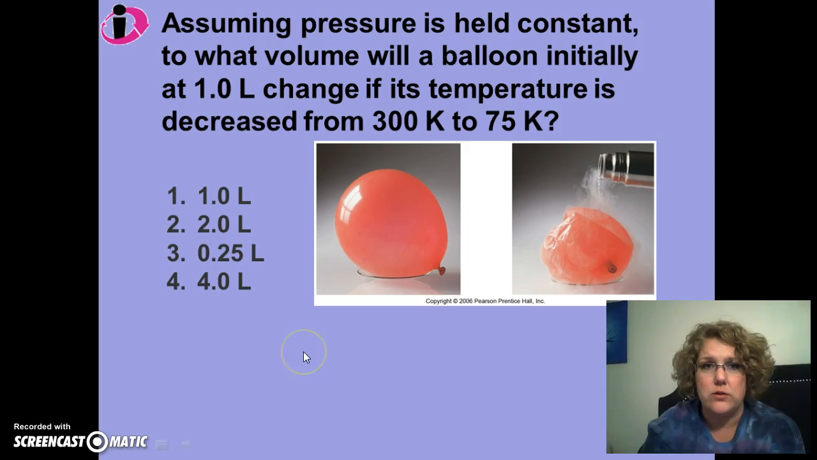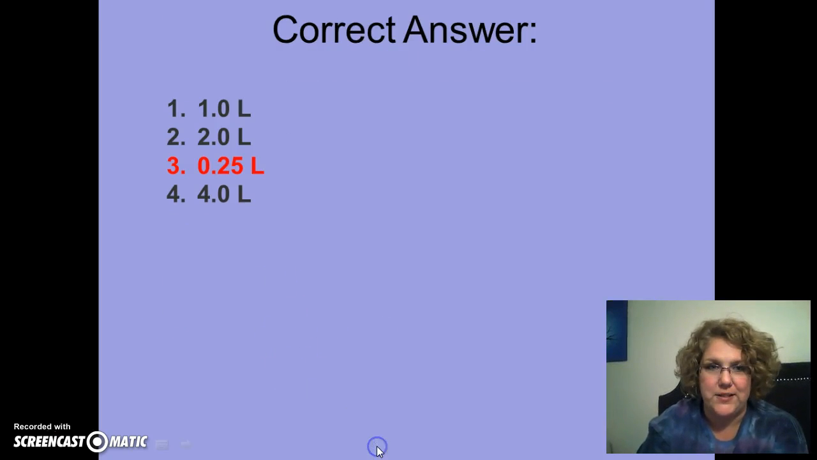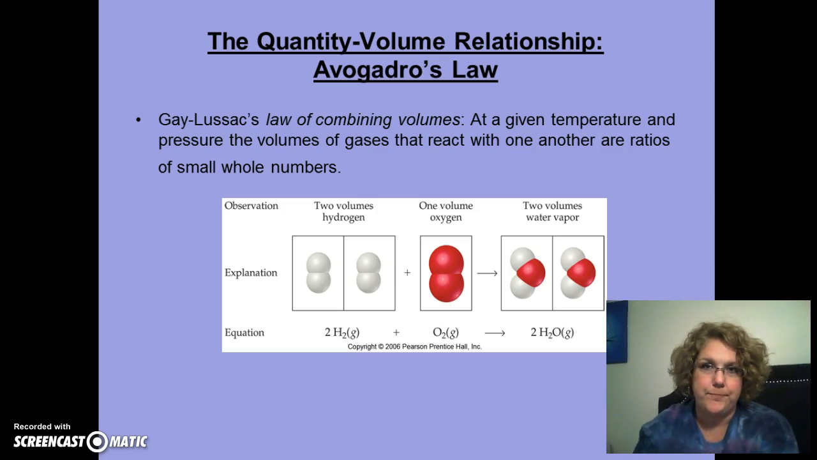That's obviously out. So if we were to plug it in our calculator, we would know that it's going to go down to 0.25 liters. Or we can just tell by process of elimination here. So the final volume will be quite a bit less than the initial.